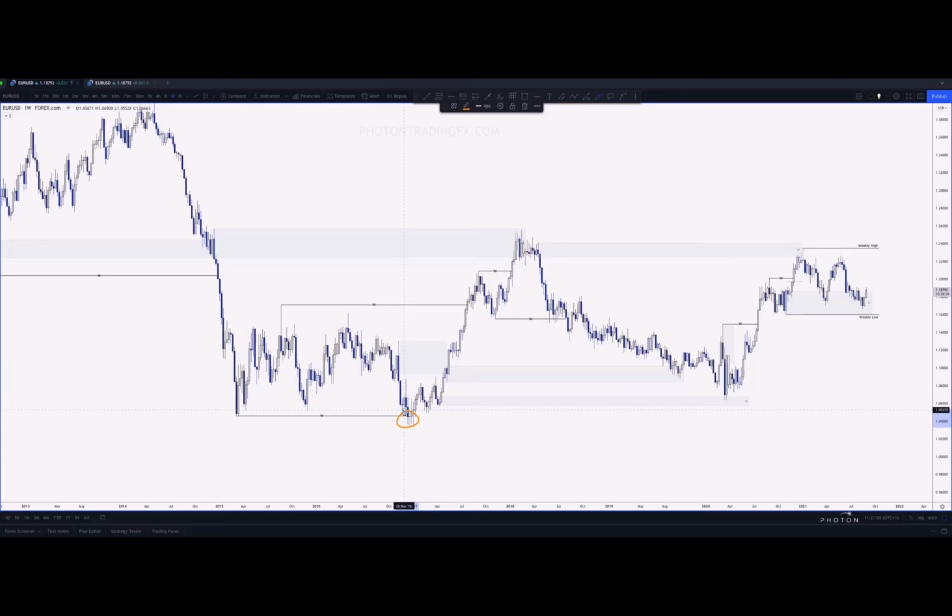what do we expect? We expect a pullback. Of course, it's not always just going to happen instantly like it did here. It can go a little bit further and then we get the pullback. But the reason why is because it's tapping into that external range liquidity. And what do we know? Every time we tap into liquidity, we either get a pullback or a full-on reversal. So in this case, it does end up leading to a full-on reversal as buyers use that sell side liquidity to then fuel their move to push price back up to the upside.